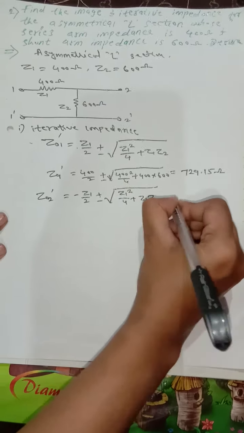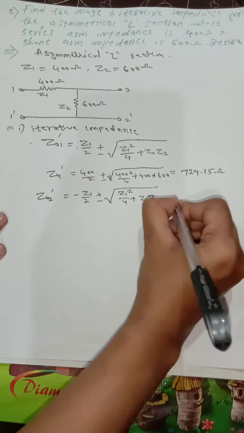Last is nothing but the image impedances. So how we can calculate the image impedance at the input? That is Zi. Zi is denoted as the image impedance at the first port, that is nothing but root of Z1 square plus Z1 Z2. So if you substitute the value, so Z1 is nothing but 400 square plus 400 into 600. So you will get 632.45 ohm and the unit is ohm.